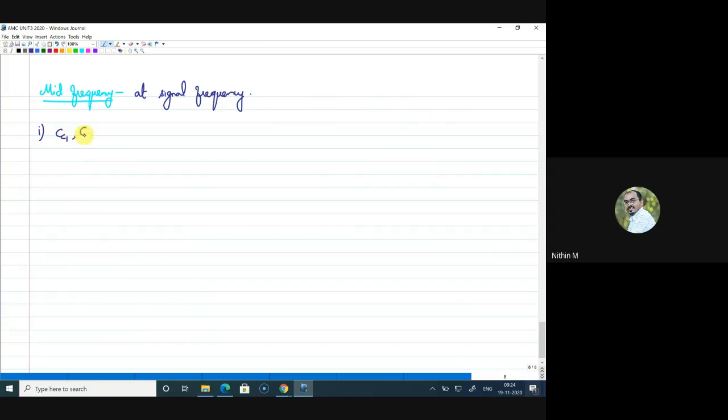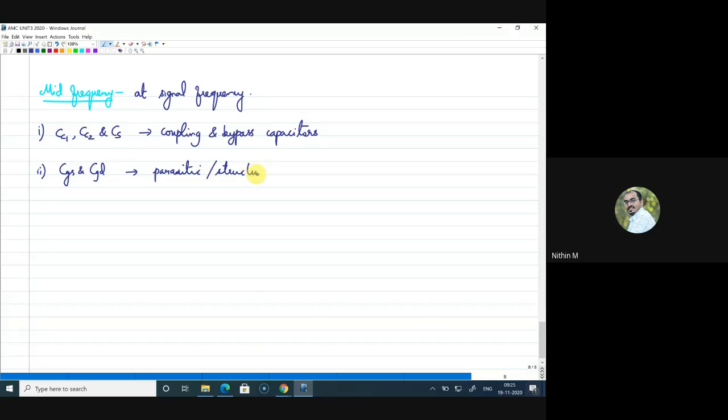The first one is CC1, CC2, and CS. We call these coupling and bypass capacitors. Now, the second set is CGS and CGD, which are the high frequency capacitors, or the parasitic or structural capacitors. Right. Now, I'll take some sample values and I'll show how these capacitors will not have any effect.